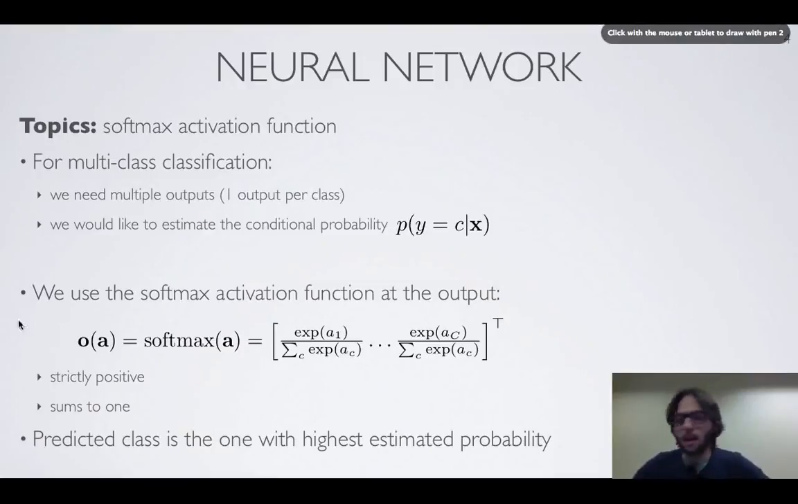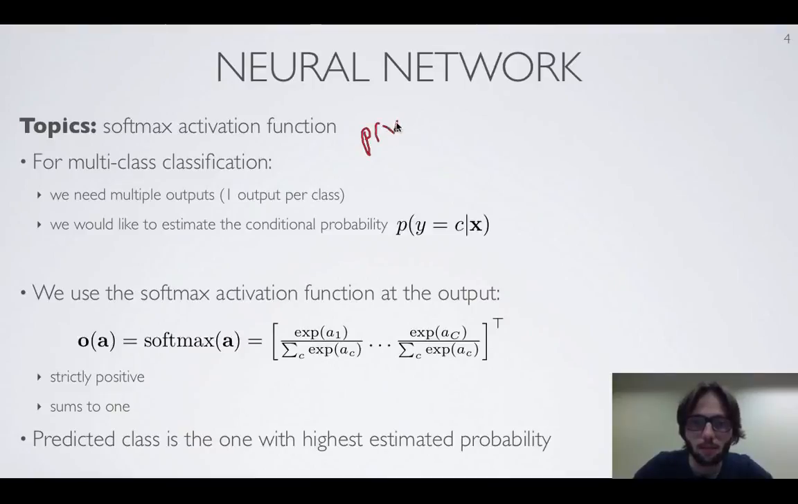So if we want to do binary classification, we can just use the sigmoid activation function as the output activation. This means that at the output we would get the probability of the input belonging to class 1. But if we have more than 2 classes, then we'll need to have multiple outputs.